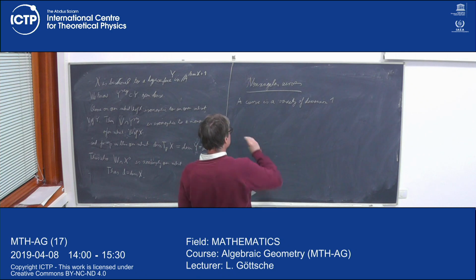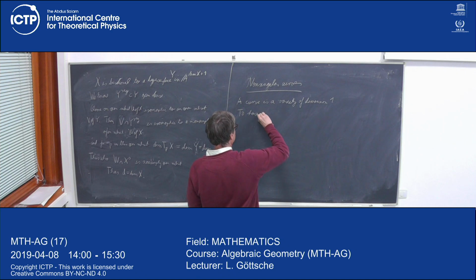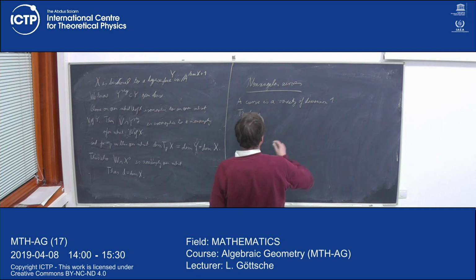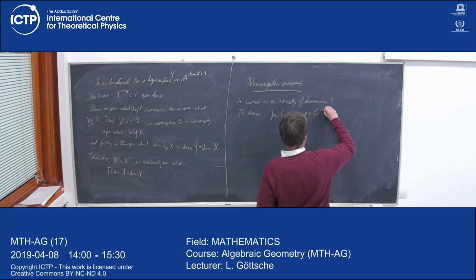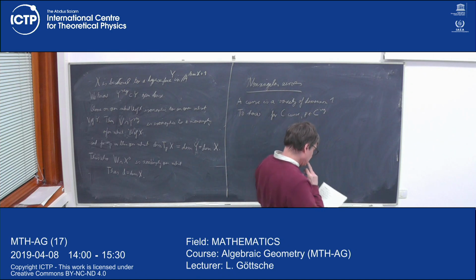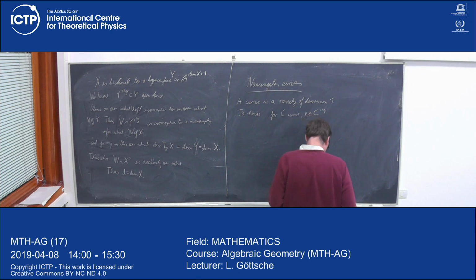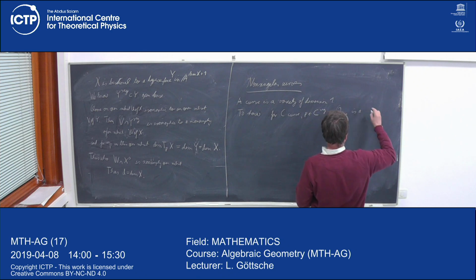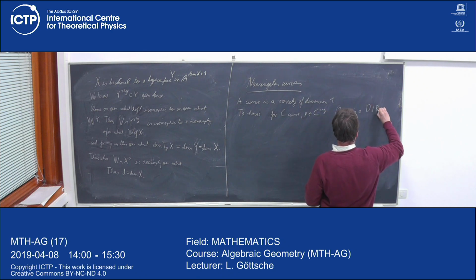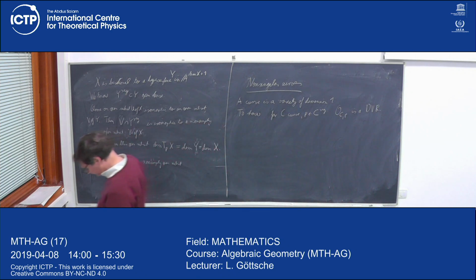We want to show that if C is a curve and P a point in C, a non-singular point, we have a particularly nice structure for the local ring. We want to show that the local ring O_{C,P} is a discrete valuation ring. I have to first explain to you what that is.